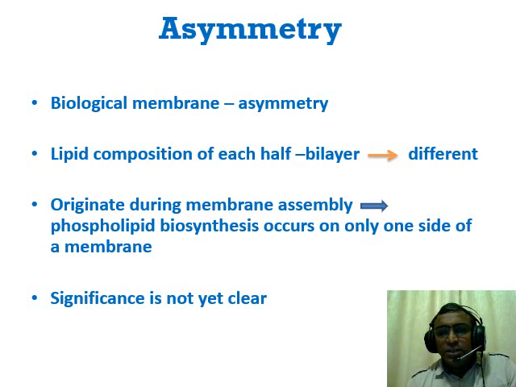And this is the fourth characteristic of the lipid bilayer, that is asymmetry. Here it has been found that during the making of the lipid bilayer, there are more phospholipids on one side compared to the other side. Why this comes about is not really known, and what the importance of having this asymmetry of the lipid bilayer is also unknown.